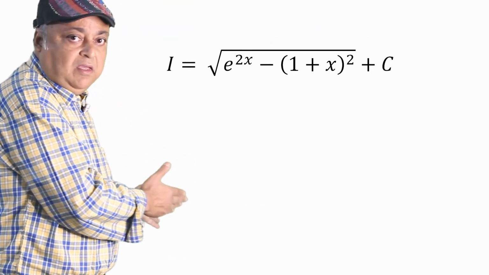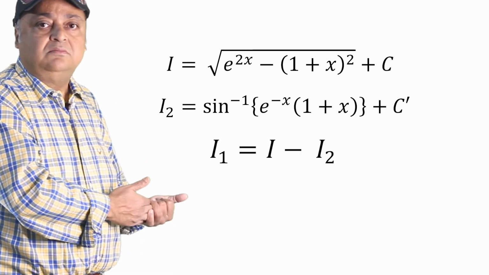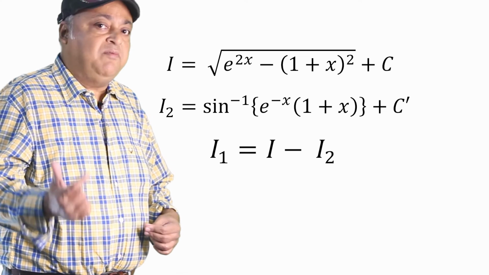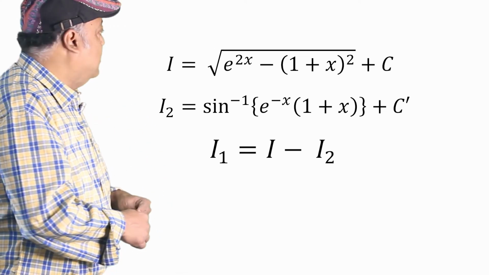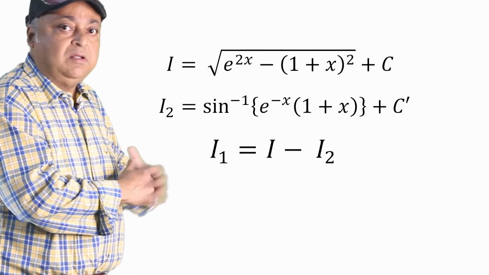So we have our I, we have our I2. Now you get I1 by subtracting these two. So this is something we did in indefinite integration. Okay, we added something which wasn't there and found it out separately.